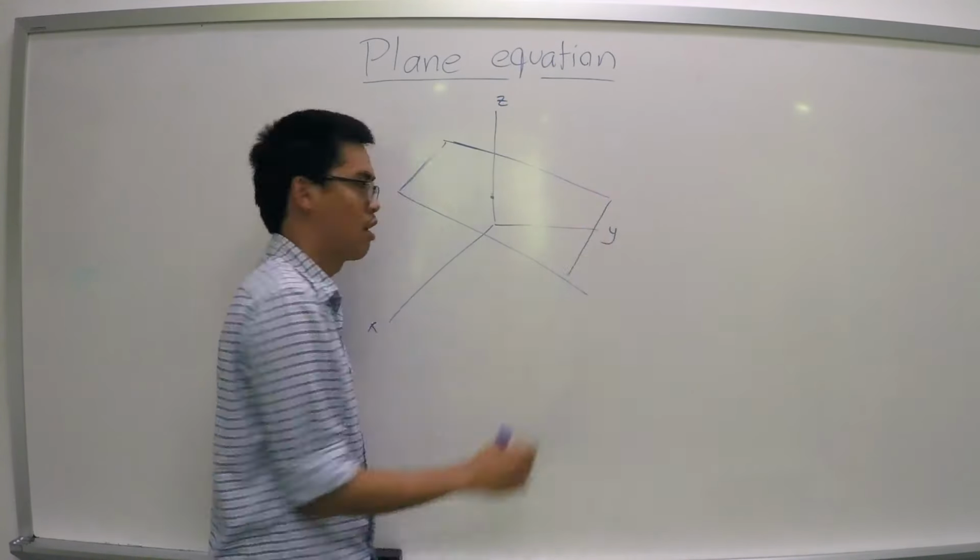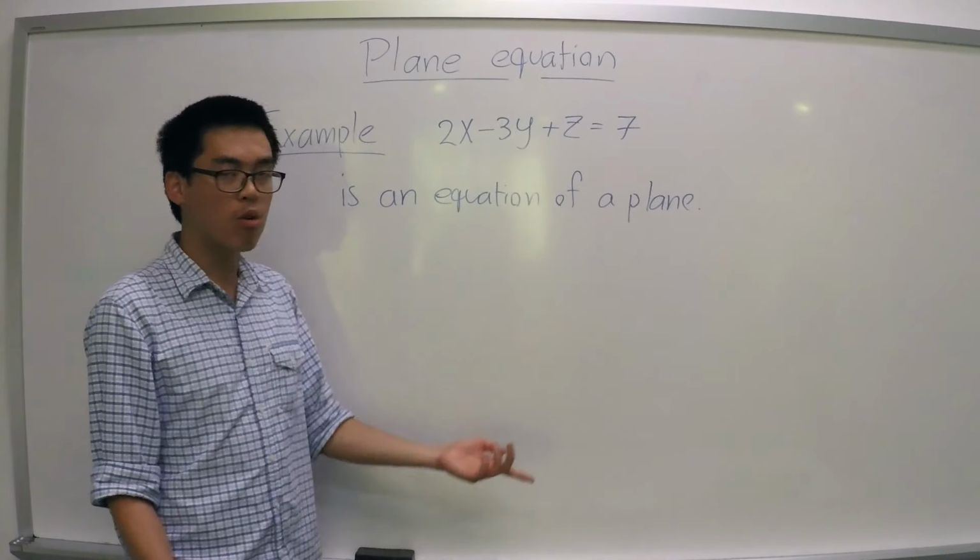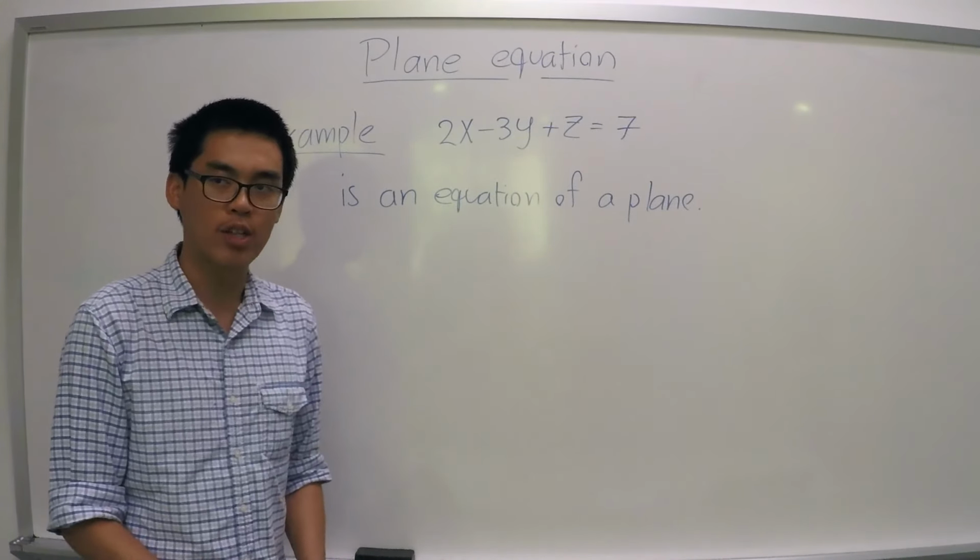Alright, so a quick example looks like this. We just come up with random 4 numbers. In this case I do 2x minus 3y plus z equal to 7. And that is an equation of a plane.